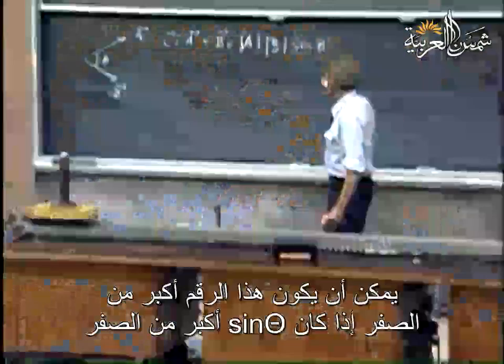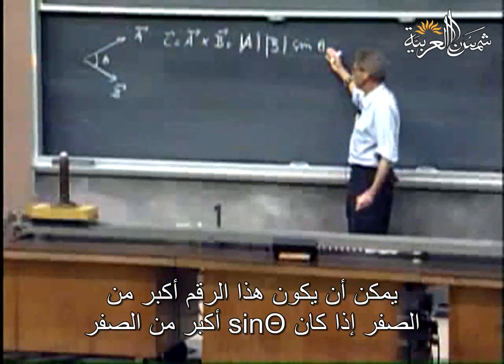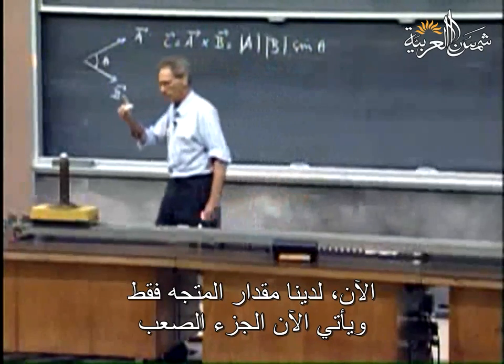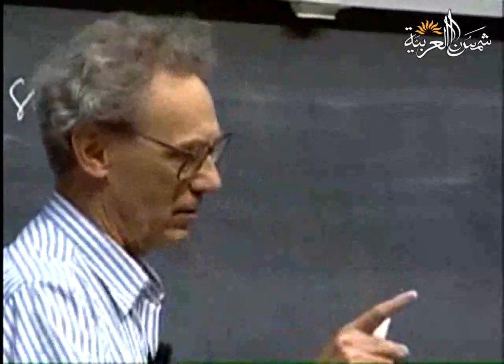This number can be larger than 0. The sine theta is larger than 0. It can also be smaller than 0. Now we only have the magnitude of the vector, and now comes the hardest part. What is the direction of the vector?